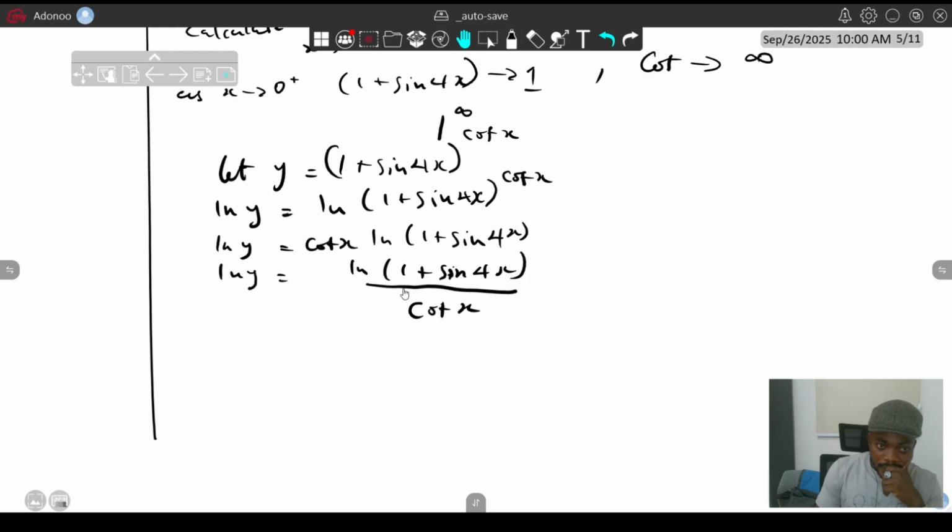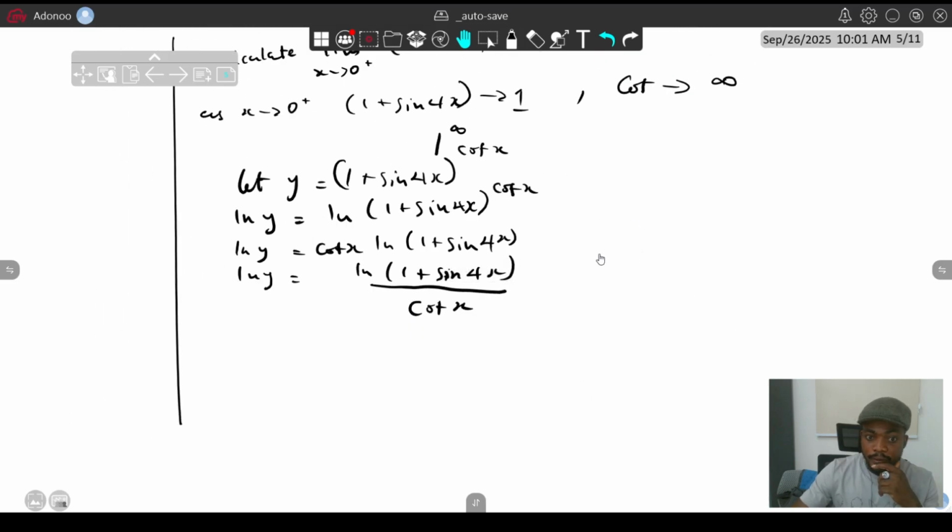Good. So now, from here, we can insert our limit point to see what happens. Okay. Now, if we insert our limit point, what do we get? We still get our 0 over 0. So we can apply L'Hopital's rule here. Right? So we differentiate the numerator and then we differentiate the denominator.